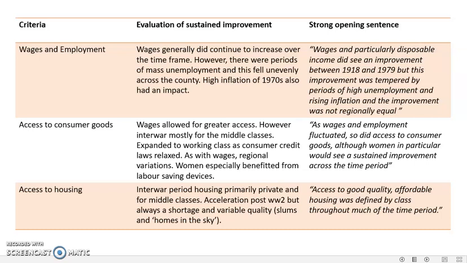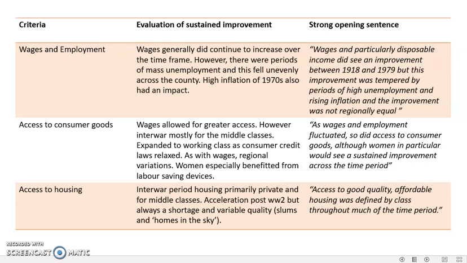However, if we think about that change over time, in the interwar period, the improvements were mostly for the middle classes. I'm thinking specifically about the car here, and the cost of the car coming down to about a year's wage for the average middle class consumer. The benefits for the working class probably aren't going to be seen until the post-war era as the consumer credit laws are relaxed. But again, we're going to see regional variations as we did with wages and employment.